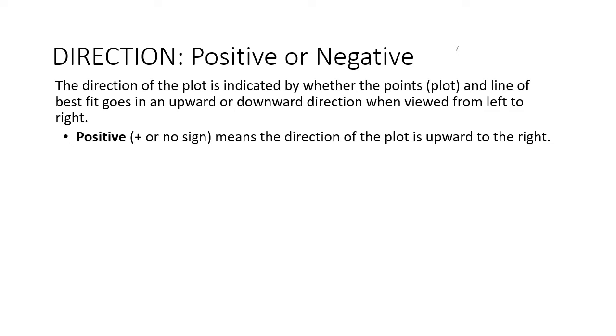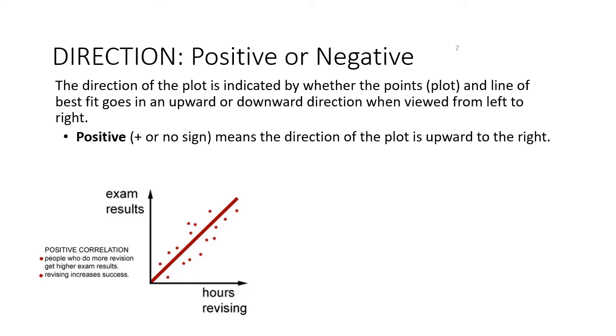So if it's positive, it means the direction of the plot is upward to the right. So the points go in an upward direction, like this. And you can see here we have the line of best fit, and we have some points scattered around it. Hours revising and exam results, positive correlation. The more time you spend revising, the higher your exam score. And so this would be a positive correlation.